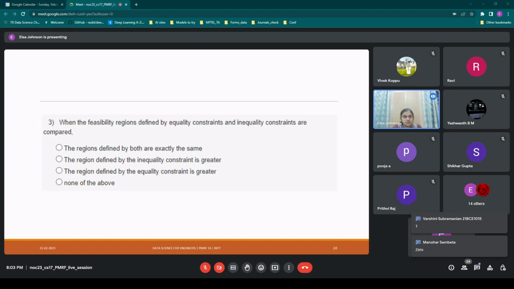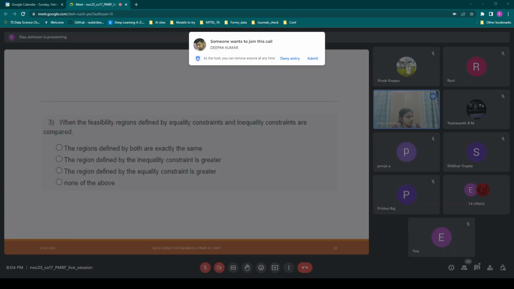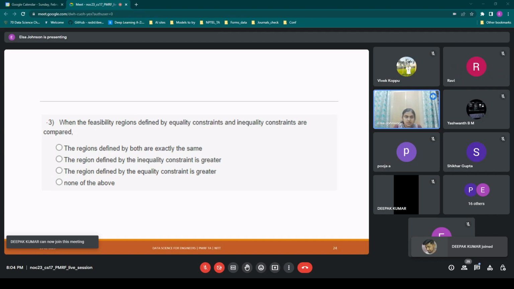Next one: when the feasibility regions defined by the equality constraints and inequality constraints are compared. This portion is coming, I think, in your week 5 also. Right now I can tell you that in this case, the region defined by the inequality constraint will be greater. You will see that in week 5, I think. I've just put this question there, and after that I'll explain it.